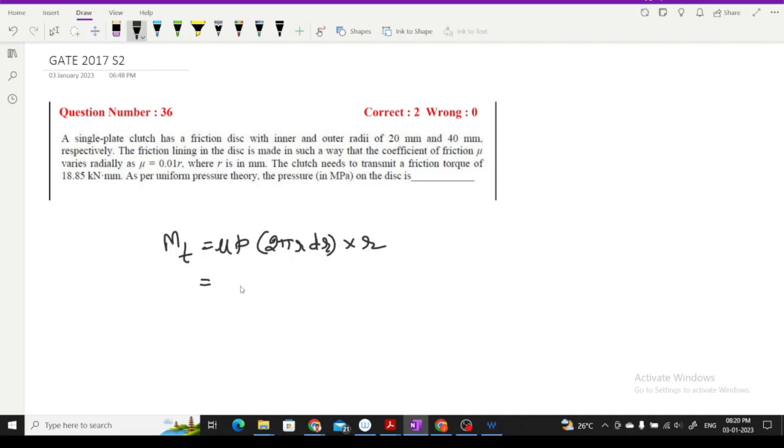Right? Yes, sir. That elemental area. Now we have then integrated it from small d by 2 to capital D by 2. So here pressure is constant, right? Uniform pressure theory. So 2 pi P will be constant, right? And this mu r square dr will be there. Is it correct? Why mu has come inside this integration? Because mu is varying, right? Because mu is given as 0.01 r. Are you getting it?